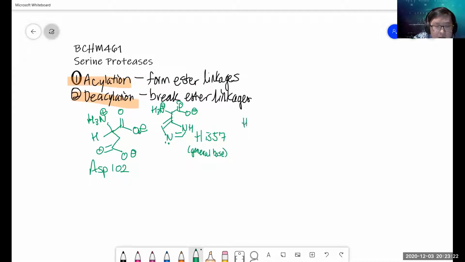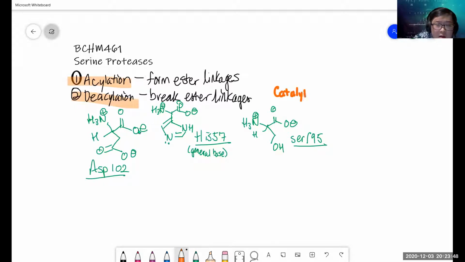And then the last residue for the catalytic triad. I take things more of an orgo approach, so I don't know if you'll find this helpful. This is serine, there's one up here. So this is serine 195. And these three make up the catalytic triad. And I don't know if this is too bolded.